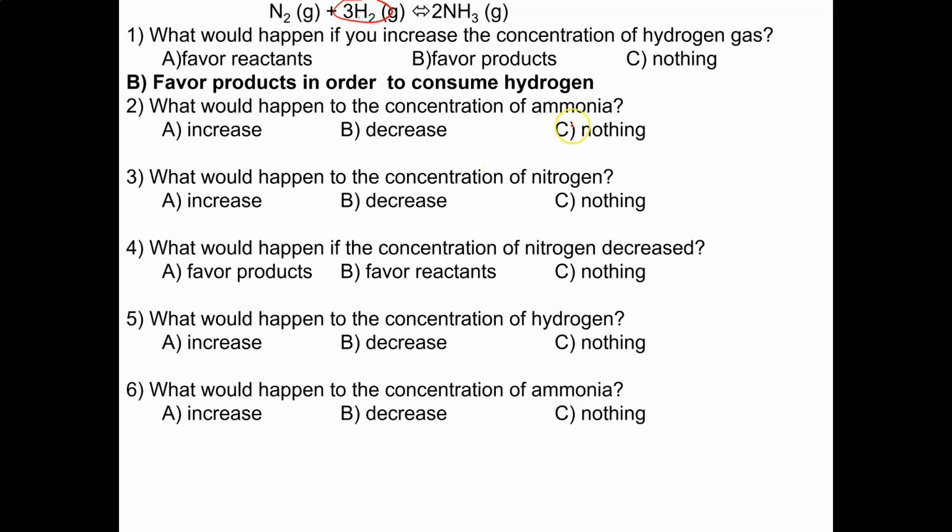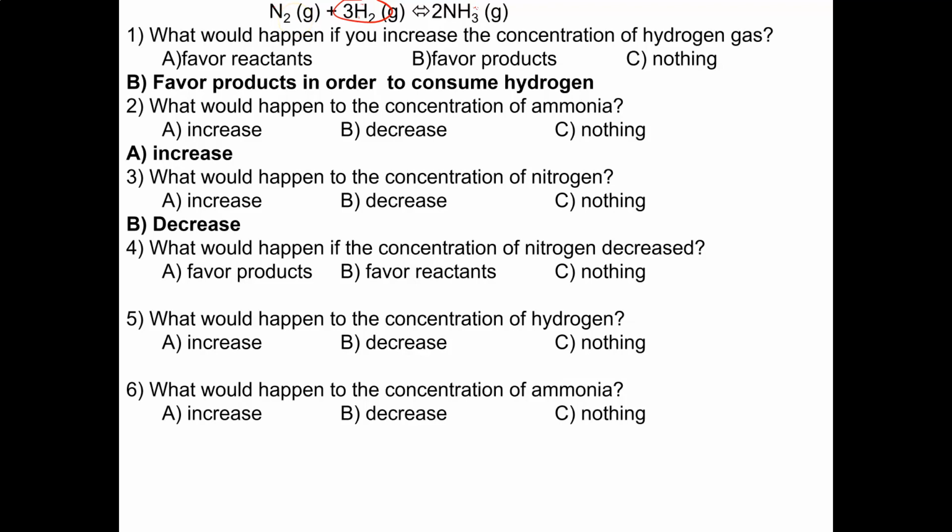What would happen to the concentration of ammonia? Well, if you're shifting toward it, you're going to make more of it. Whatever you shift toward, you're going to make more of it afterwards. That's just common sense. What would happen to the concentration of nitrogen? Well, in order for this to shift to the right and produce more ammonia, you need nitrogen and hydrogen. So nitrogen is consumed as well, and its concentration decreases.